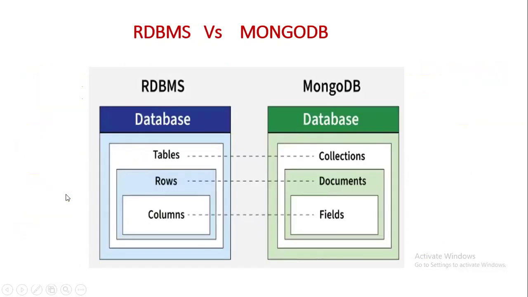Let's see the diagram. In RDBMS, we are saying it's a database. In MongoDB, we are saying it's a database. In RDBMS, it is a table. Here it's a collection. In RDBMS, the row. Here we are saying it's a document. In RDBMS, it is columns. Here we are saying it's a field. So a collection of fields is called a document, and the group of documents is called a collection. Here, the rows and columns make up the table. So these are the terminologies used in MongoDB: collection, document, fields. In RDBMS: table, rows and columns.